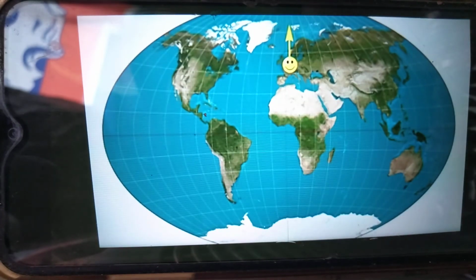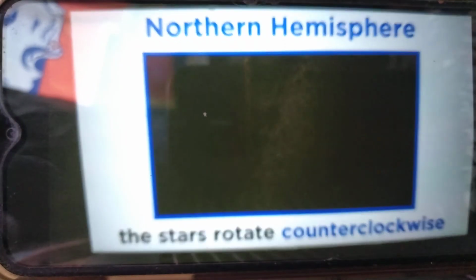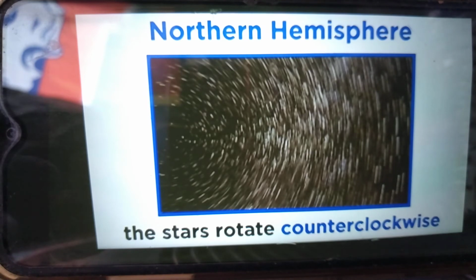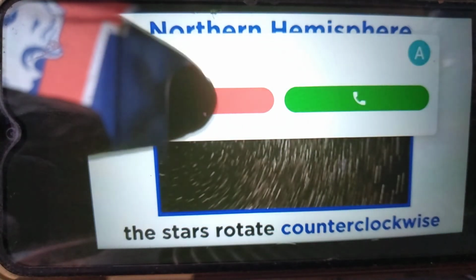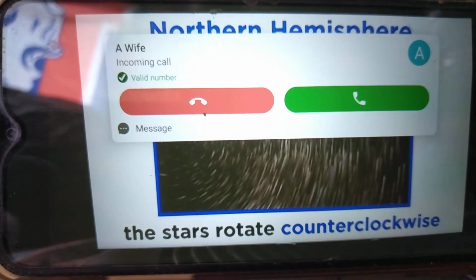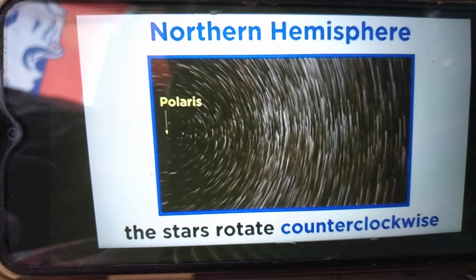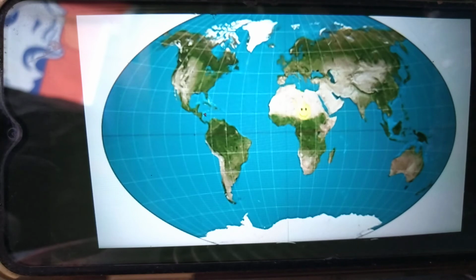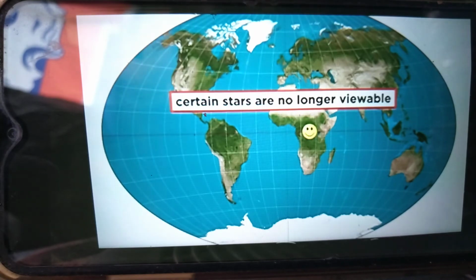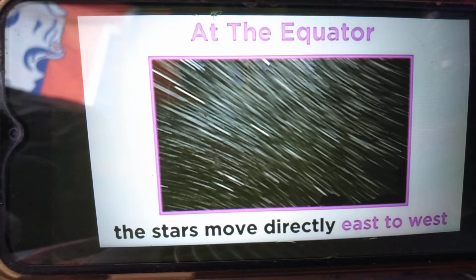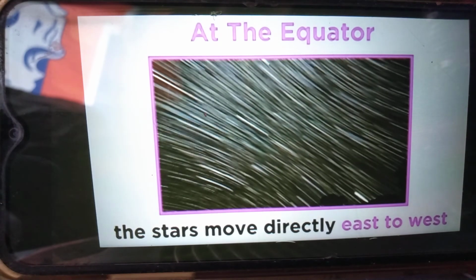For example, if you're at a northerly latitude facing northwards and you watch the stars for a while, you will notice that they appear to rotate counterclockwise around a point in the sky. This point is roughly aligned with the star Polaris, which we call the North Star. If you were to then travel south for a while, you would see that certain stars are no longer viewable, and at the equator, all the stars move directly east to west through the sky.